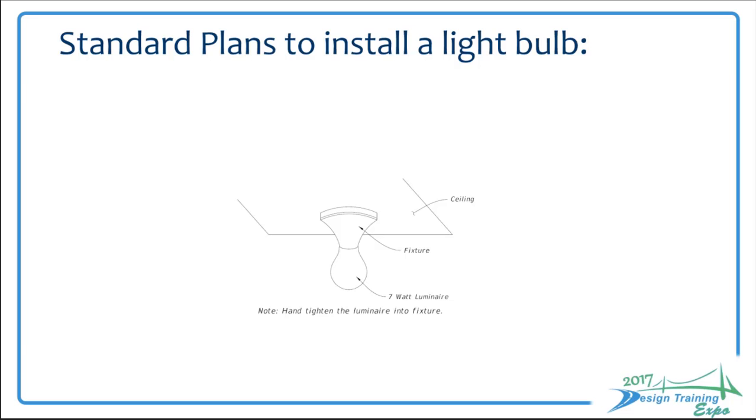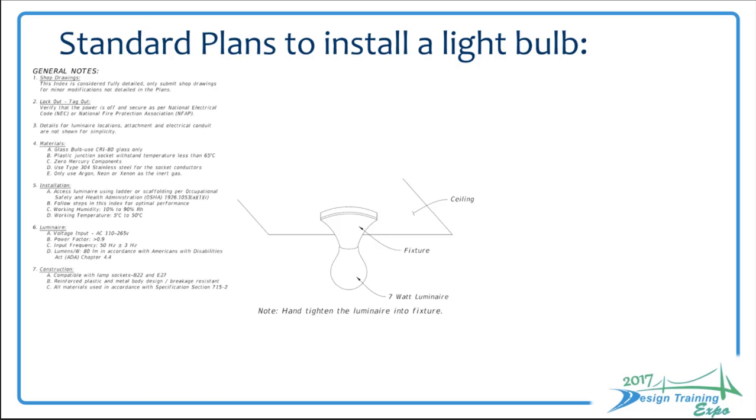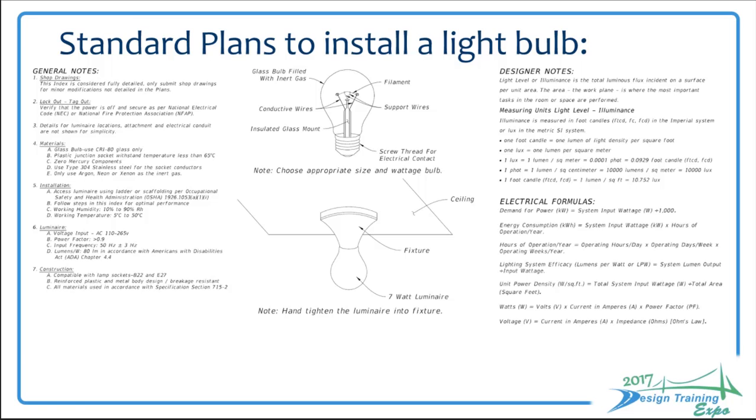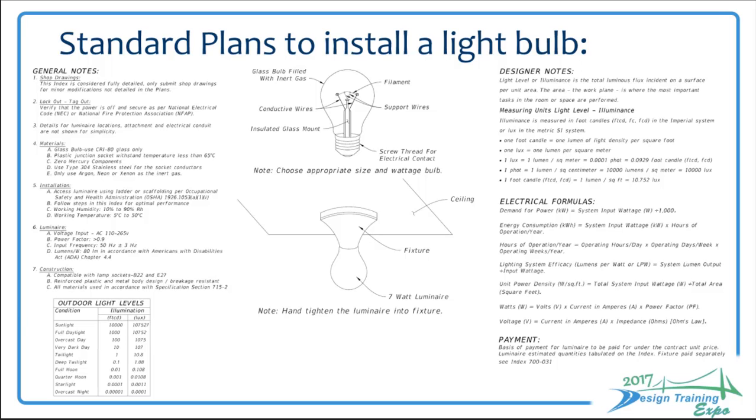Well, what we've seen in the past is, how about let's provide him with some general notes here that probably should be in the standard specifications. And oh, how about a nice little detailed drawing of what's inside the light bulb? And maybe we'll have some designer notes, some electrical formulas for the designer. Oh, we certainly don't want to miss the payment information that should be in the spec. And maybe some other helpful information for this guy. Well, if I'm the guy trying to install this light bulb, how long is it going to take me to find the information I actually need?